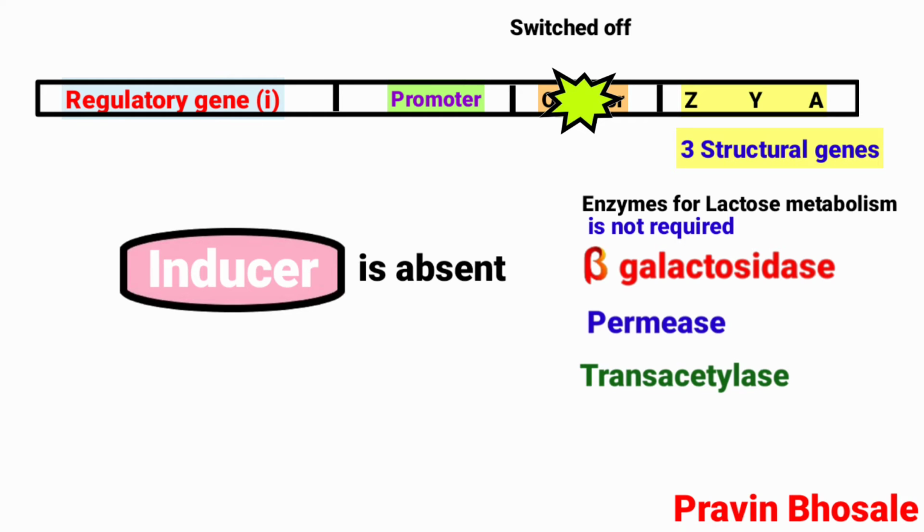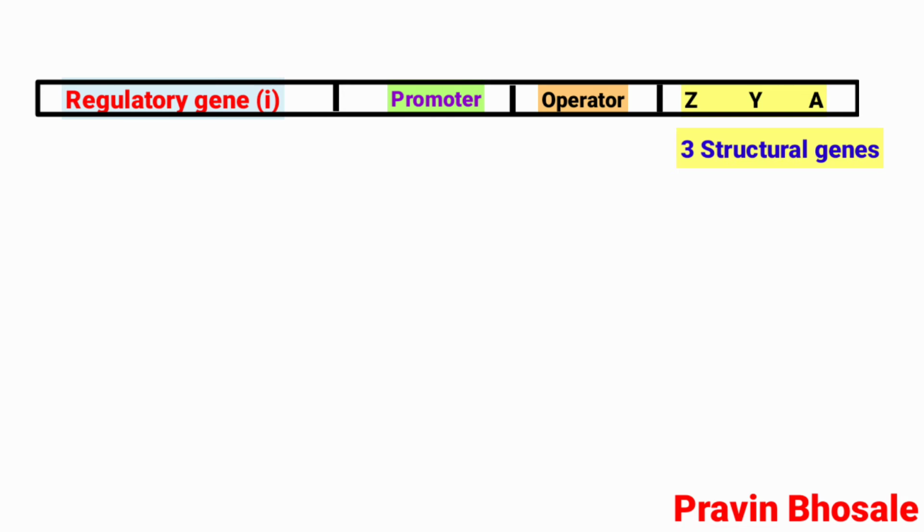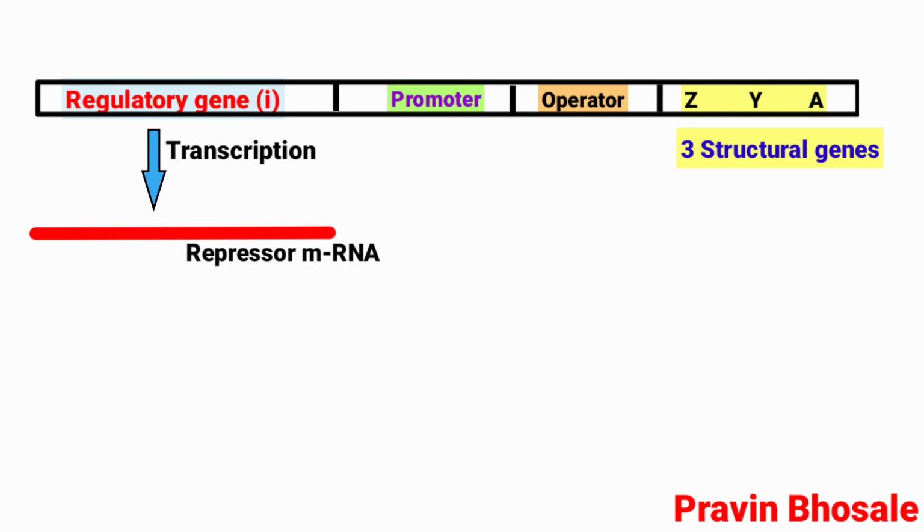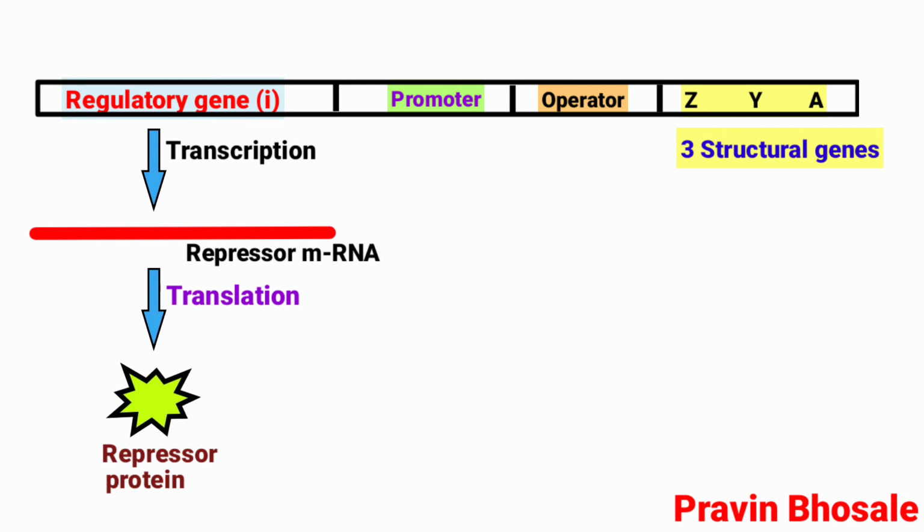Let's see how. Regulatory gene I by transcription produces repressor mRNA. Repressor mRNA by translation produces repressor protein. Since there is no inducer, lactose, the repressor protein binds to the operator region.